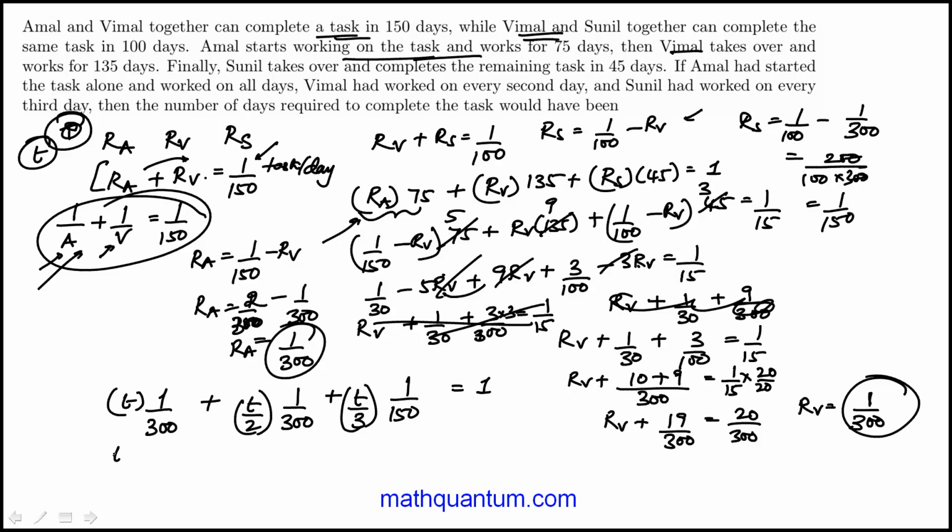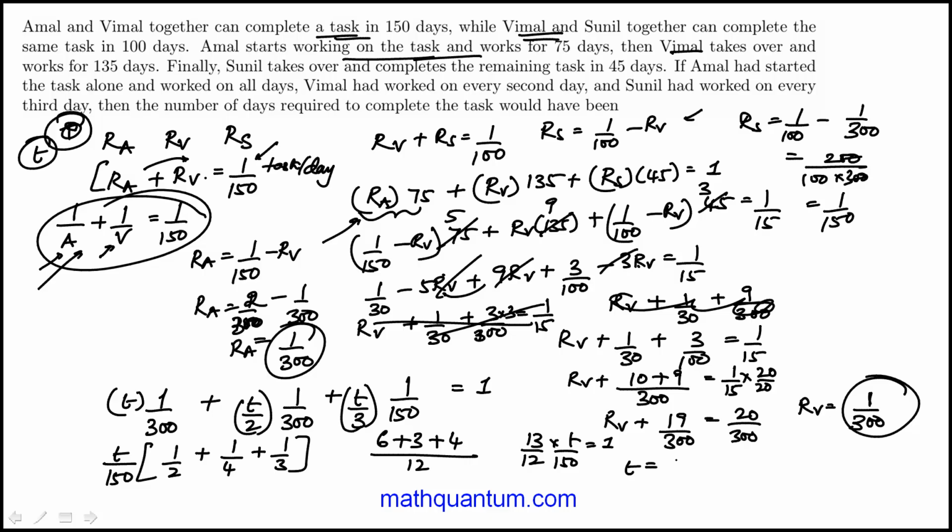So first thing I'll do is to simplify this. Actually I'm going to factor t over 150. And then this would be 1, 1/4, 1/3. Okay, so that's good. And these add up to, I think 12 is the least common denominator, 6 plus 3 plus 4, so that's 13 over 12. And if we equate that to 1, t would be 12 times 150 over 13. So that's 1800 over 13. Just use a calculator here.